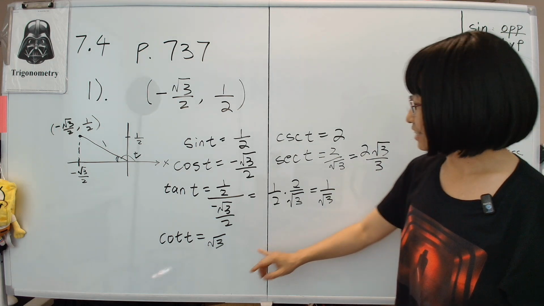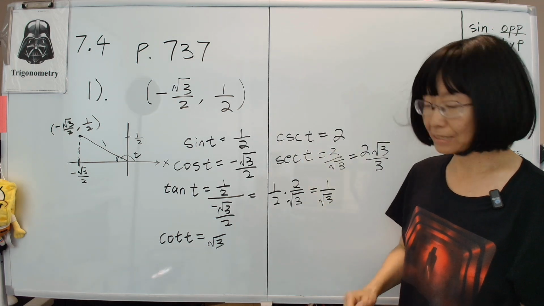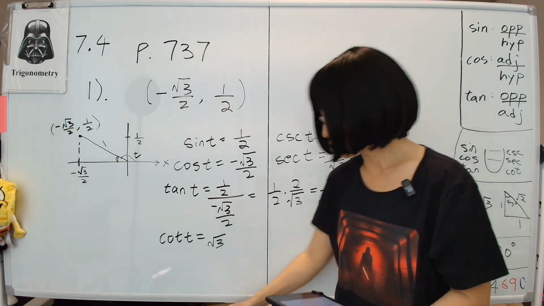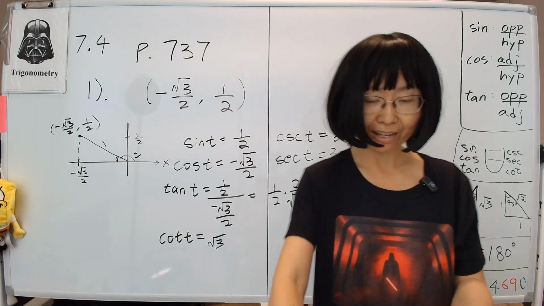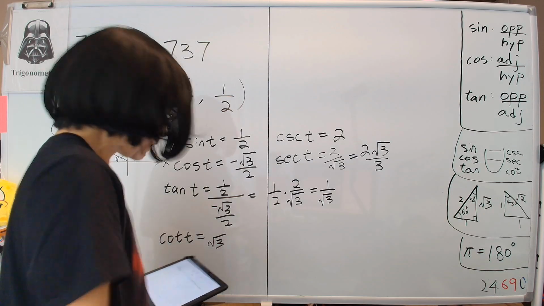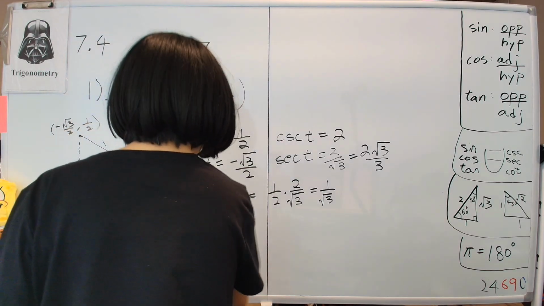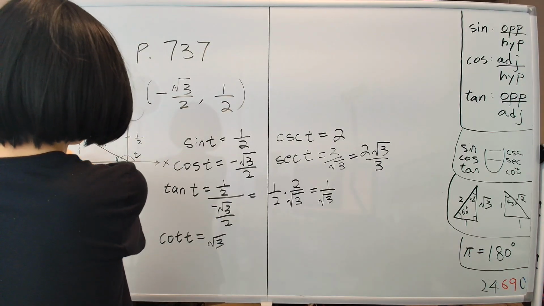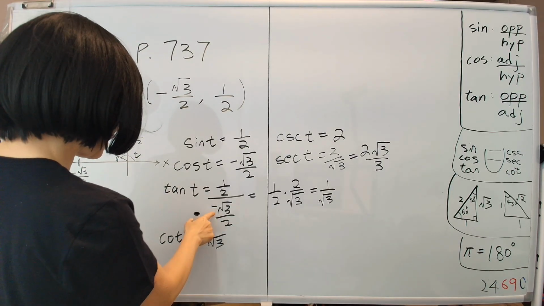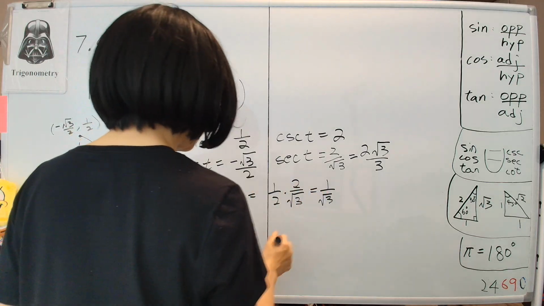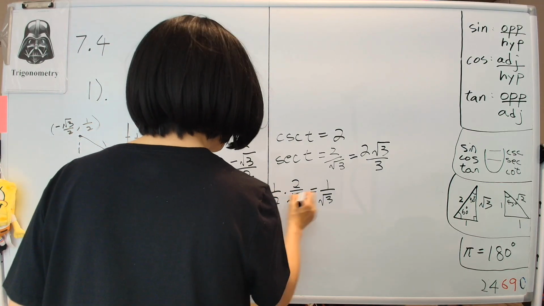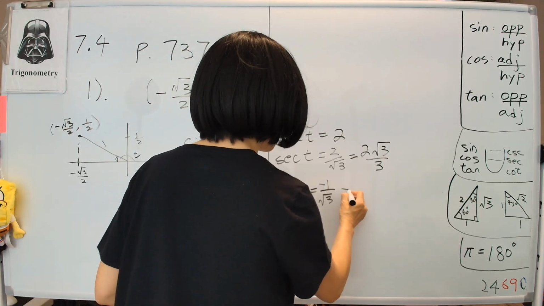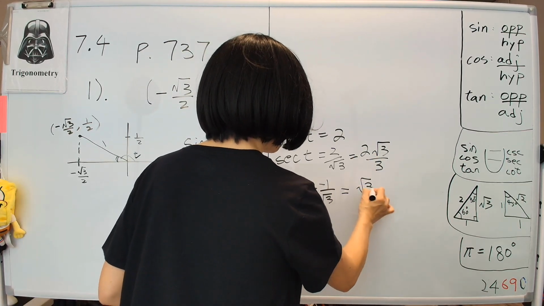So anyway, that's the answer for example 1. I will check to make sure I got everything right. Yeah, I think I forgot some of the negative signs. See, tangent is a positive 1/2 divided by, this is negative. So I have negative here, and then I lost it in between. So let's add a negative sign. And similar to that, you can also write it as square root of 3 over 3.